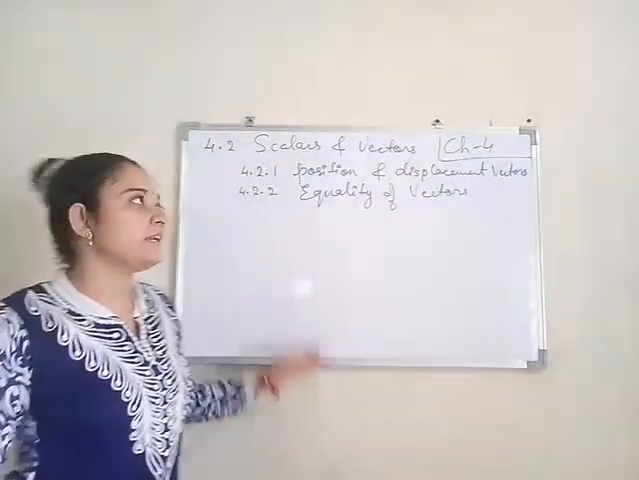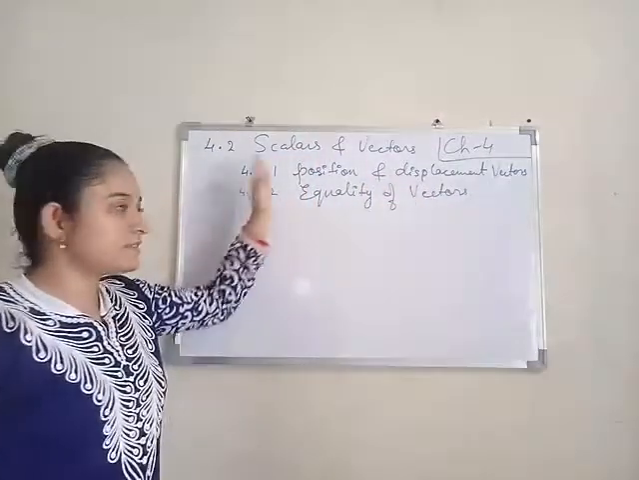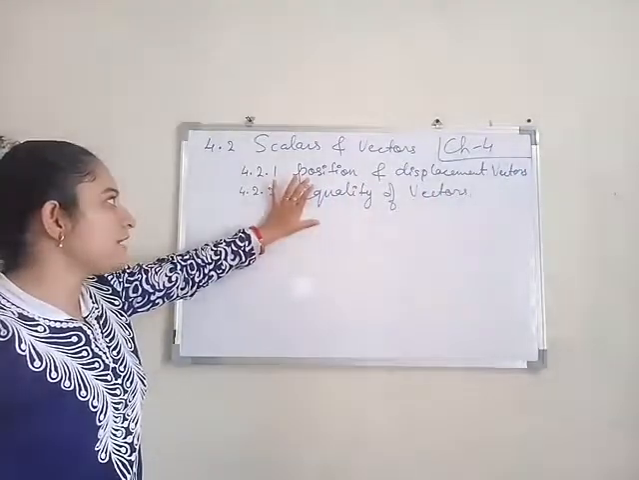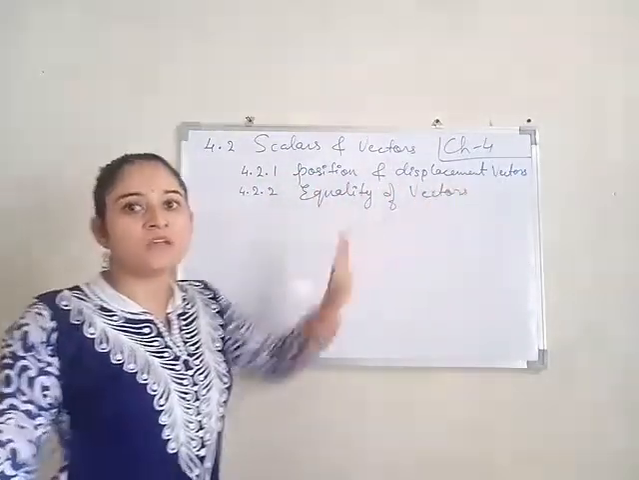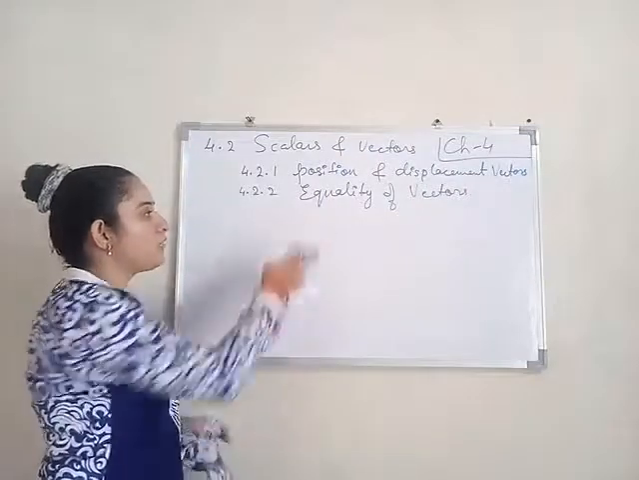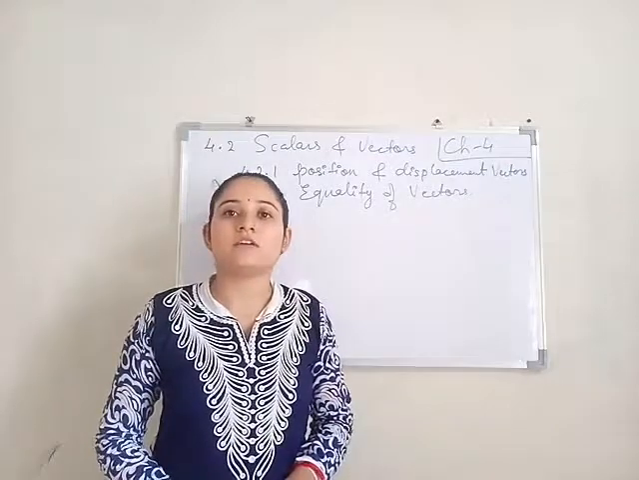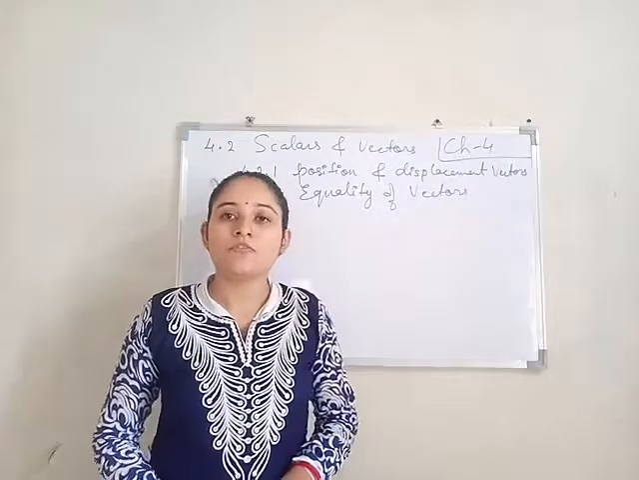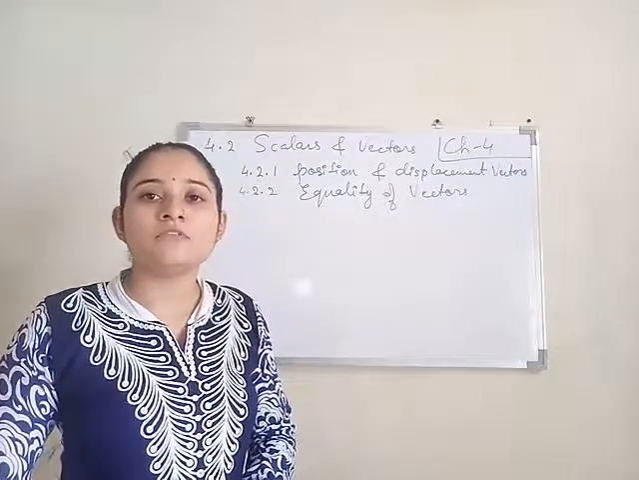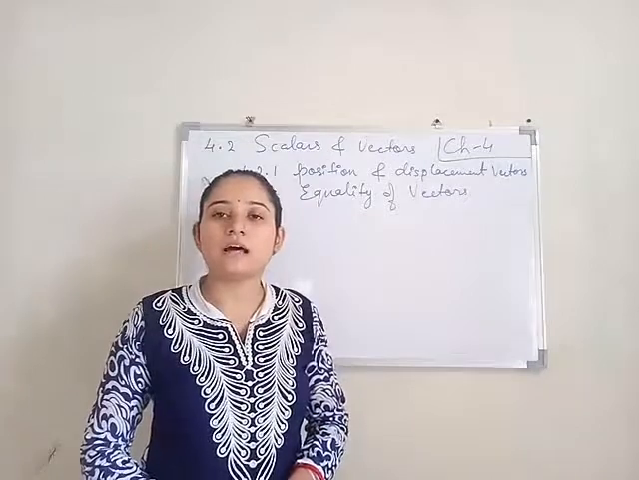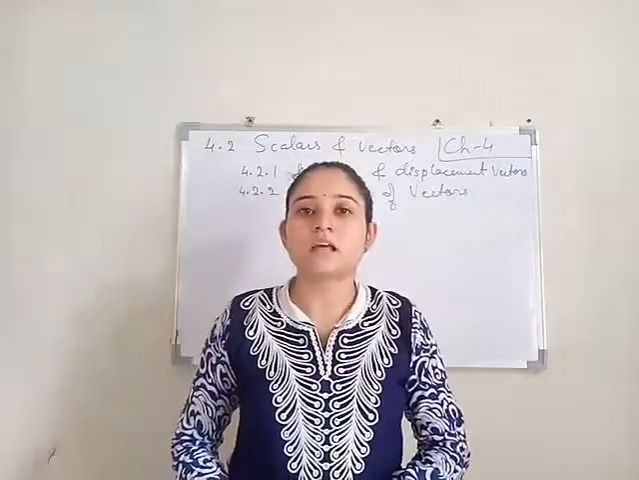So we have studied about what are scalars and vectors, what is its difference. Then we have studied what is position vector and displacement vector, what is its unit. Now comes equality of vectors. How we can say that vectors are equal. For example, there are two vectors A and B which are parallel to each other and are in same direction, then and only then we can say that vectors are equal.